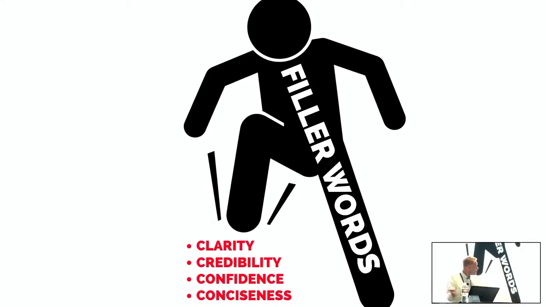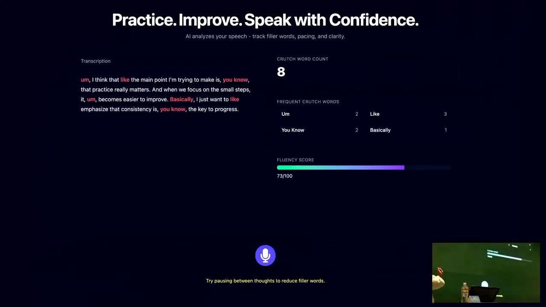That's why today we're going to build this, a speech coach application that is going to transcribe our speech. All that using AI, it is going to highlight all the filler words. It is also going to provide a crutch word count, how many of each crutch word was used, and a fluency score, a measurement of how fluently someone speaks. It starts at 100 if no filler words were used and goes down as more filler words are used.